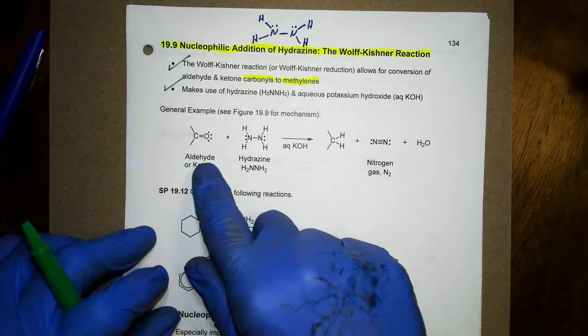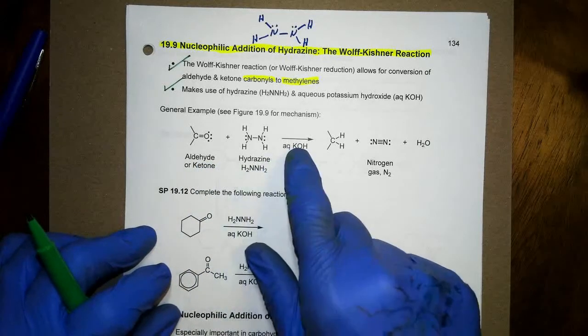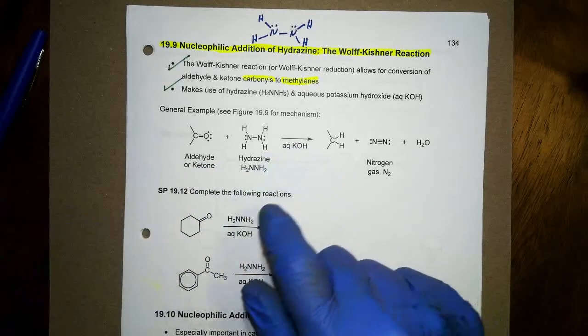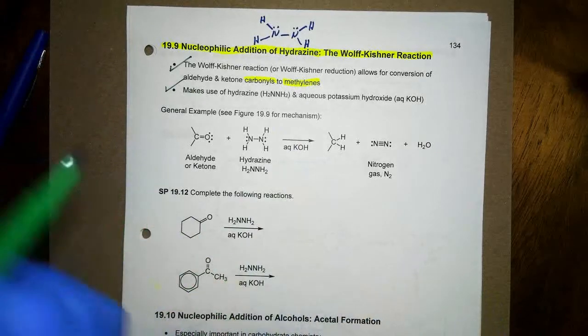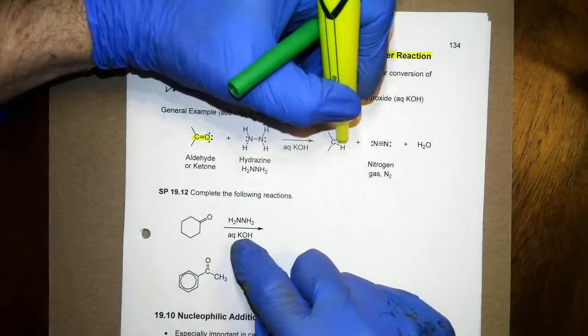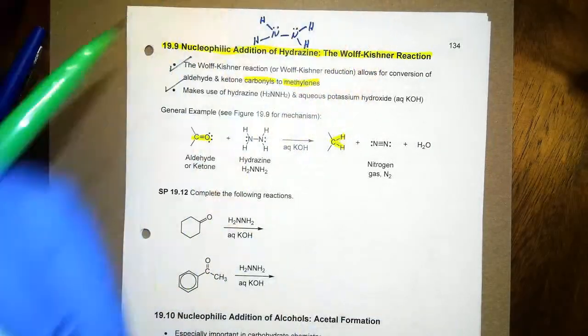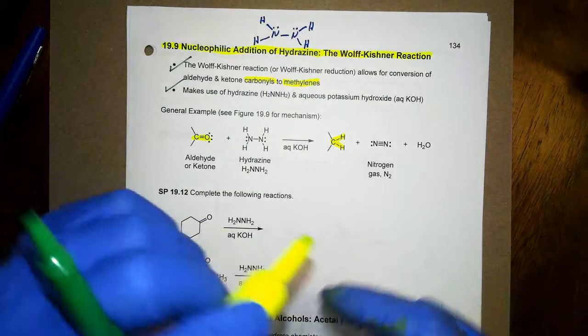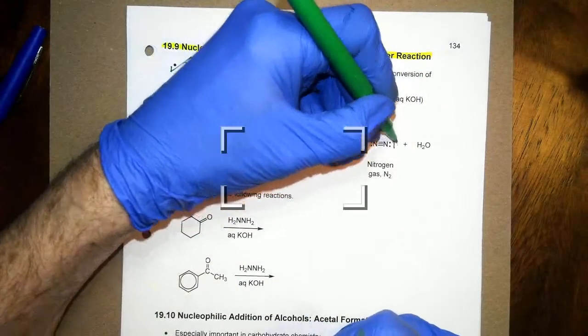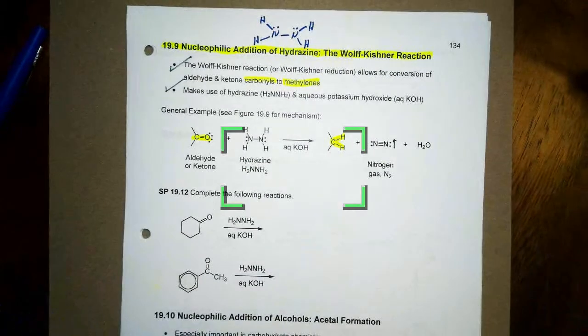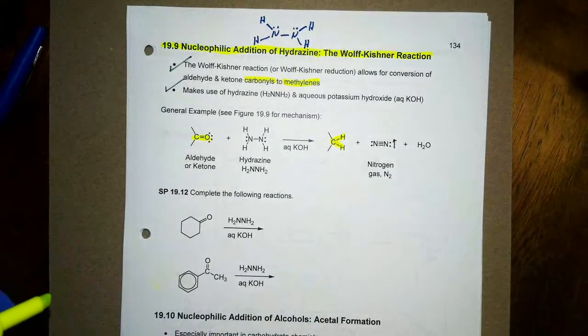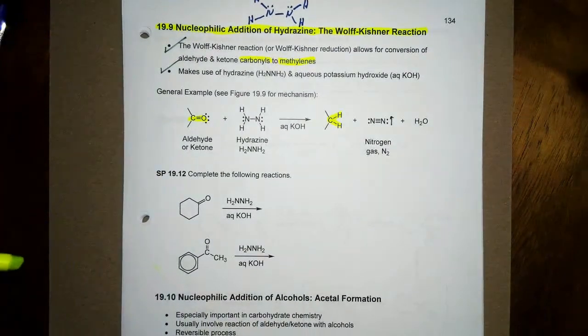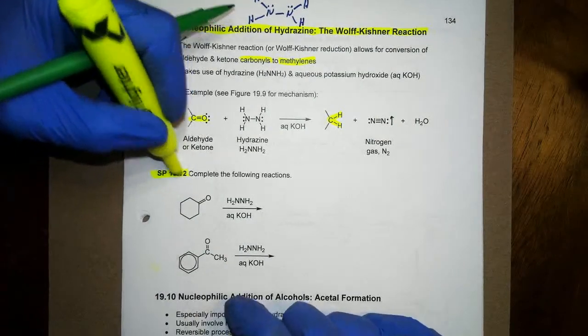And we have an aldehyde or ketone, hydrazine, aqueous base. Look what happened. Where you formerly had this carbonyl, it's been converted to a methylene. So this is a way to do that. And of course you have nitrogen gas, which evolves, and then water is also another byproduct. We're not going to go through the mechanism on this one, but it's kind of related to the ones that you saw earlier.